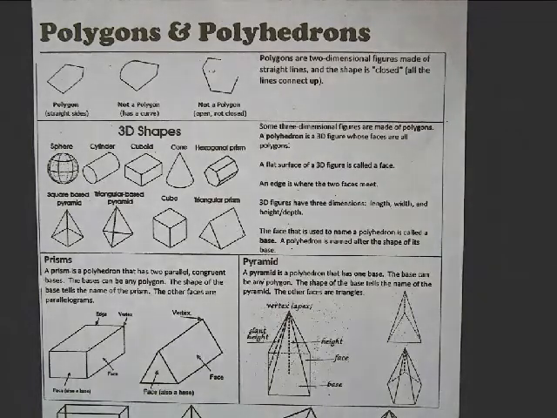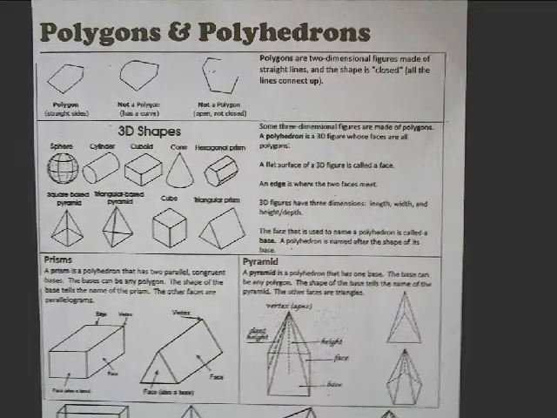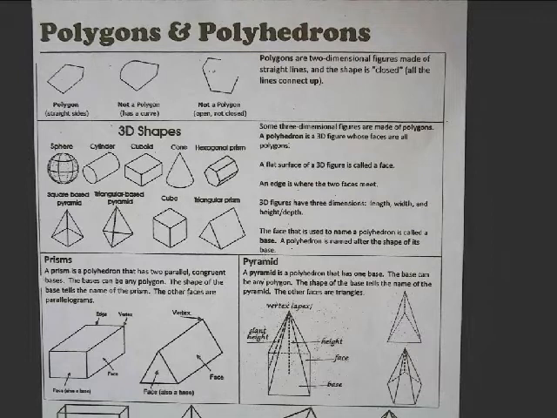Wildcats. Today we are working on polygons and polyhedrons. So, polygons are two-dimensional figures made up of straight lines, and the shape has to be closed. So, here are some examples to get us started with what we are talking about.